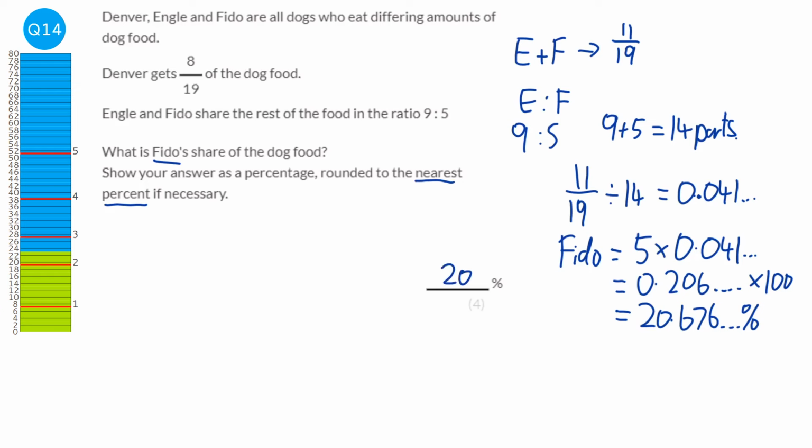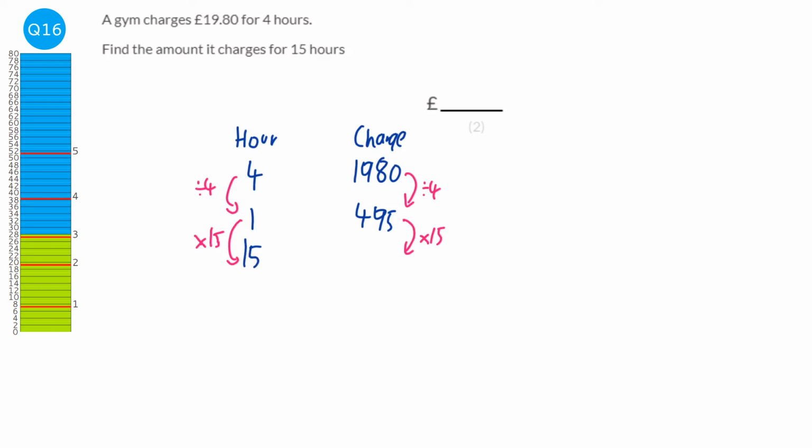Then all I need to do now is times it by 15. Because 1 times 15 is 15. And so we've got 15 hours. And when I times that by 15, I get 7425. So it'd be £74.25.